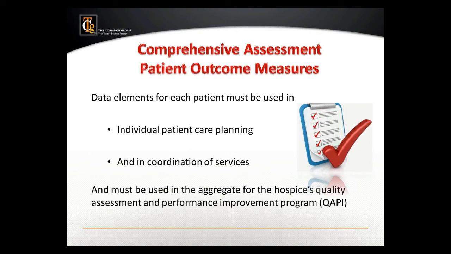We also have to use the outcomes from the plan of care and the assessments in our QAPI program. Because we're not talking specifically about the QAPI program today, I'll just mention that it does have to be involved there. So for instance, what they mean here by using the data elements in the aggregate for your QAPI program is that instead of looking just at an individual patient's shortness of breath, you take all of your patients together in the aggregate and look at how many of them had shortness of breath, and then the outcomes based on your interventions for all of those patients together.